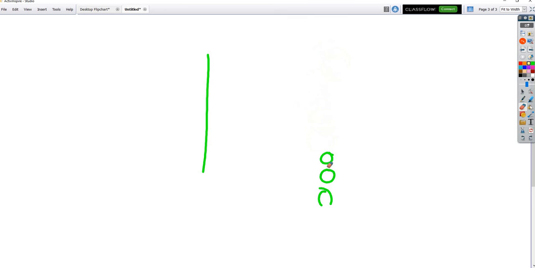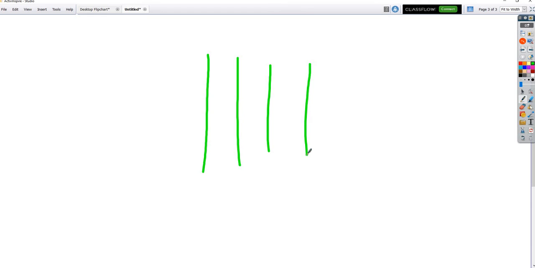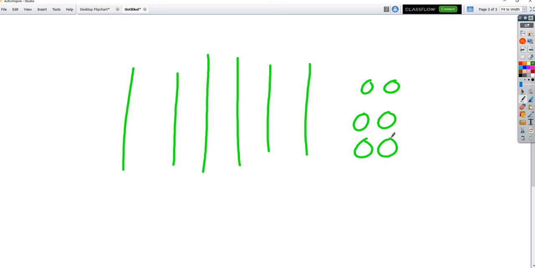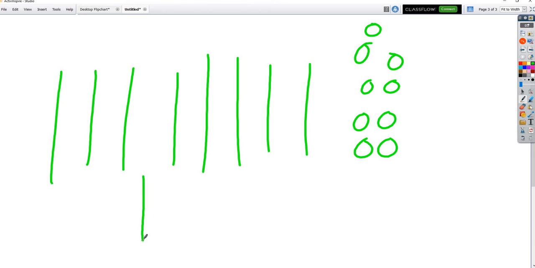And then, of course, I can have lots of different combinations of the 10 sticks and the ones. I could have 4 tens and 2 ones to make 42. I could have 6 tens and 6 ones to make 66. I could have 8 tens and 1, 2, 3, 4, 5, 6, 7, 8, 9. I'm sorry, 8 tens and 9 ones to make the number 89. I could have 1 more 10. What number did I make right now if I added 1 more 10?